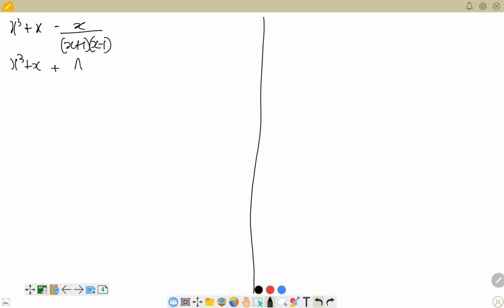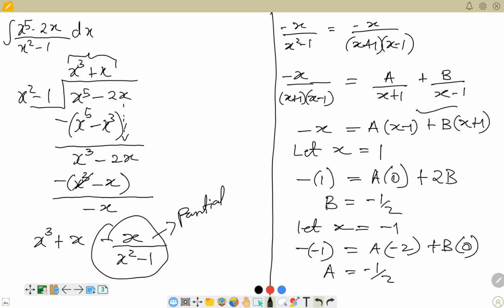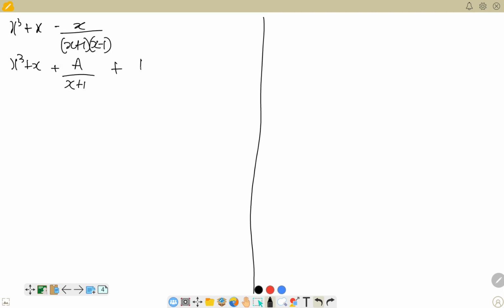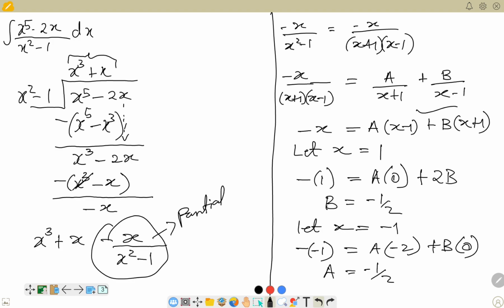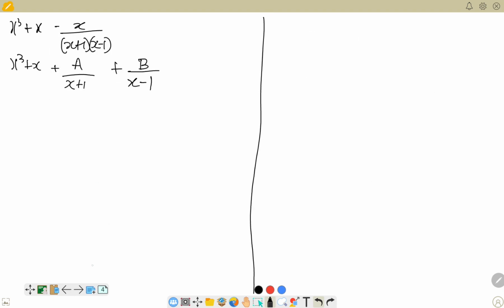Then we have said that it's going to be a plus a plus 1, then b, this is what we should do from here. And then we have found the values of a and b. Plus x plus, so here we are having negative 1 over 2 x plus 1 plus negative 1 over 2 x minus 1.